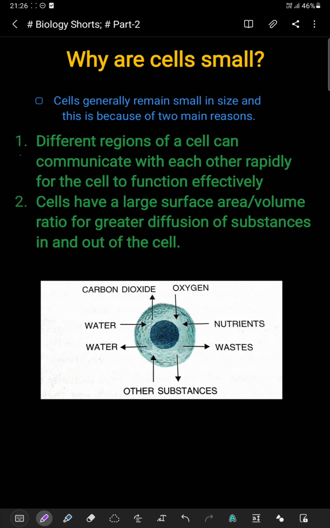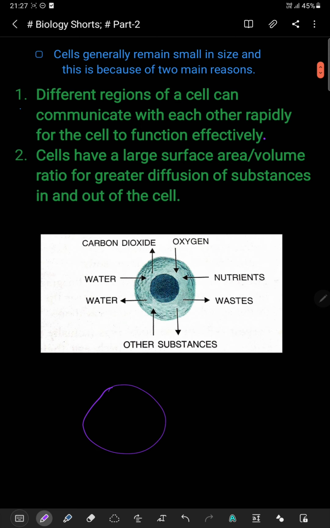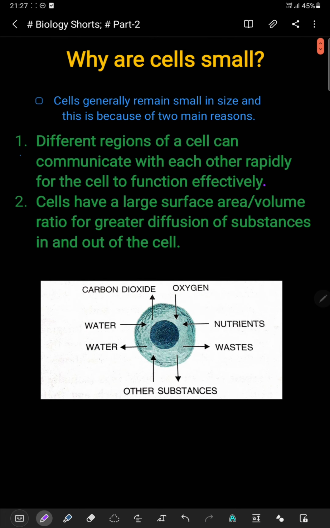Cells generally remain small in size, and this is because of two main reasons, which we need to understand. First, different regions of cells can communicate with each other rapidly for the cells to function effectively. Sometimes in one cell there are different parts. We will see the animal cell in one more video. But there are basic things which we learned in class 6th and 7th, that a cell has mitochondria, and there are two types of cells, plant and animal cells.